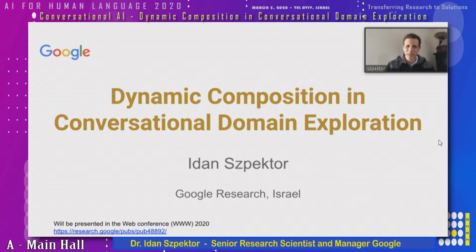So the title is Dynamic Composition in Conversational Domain Exploration. That's one of the efforts that we're doing in our NLP team in the research group in Israel, and I'm leading that team. I don't have much time to go through all the details of this specific effort, but there is a paper that we've just published. It's going to appear in the coming WWW conference. You can actually find it already online with this title, so you can read more about different details if you're interested. And I'll try to just highlight some elements of this work.